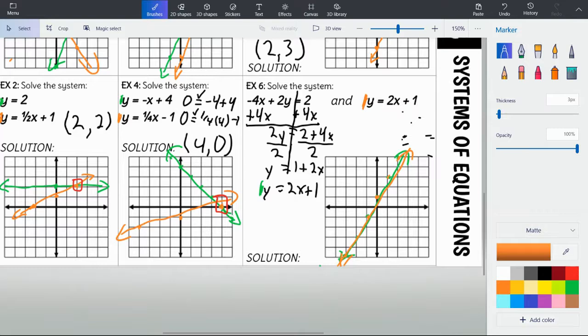If I drew it right, they'd be exactly on top of each other. They have infinitely many solutions. So to write that out, you just write exactly what I said. Infinitely many solutions. All right, there you go. There's your solving systems of linear equations by graphing.